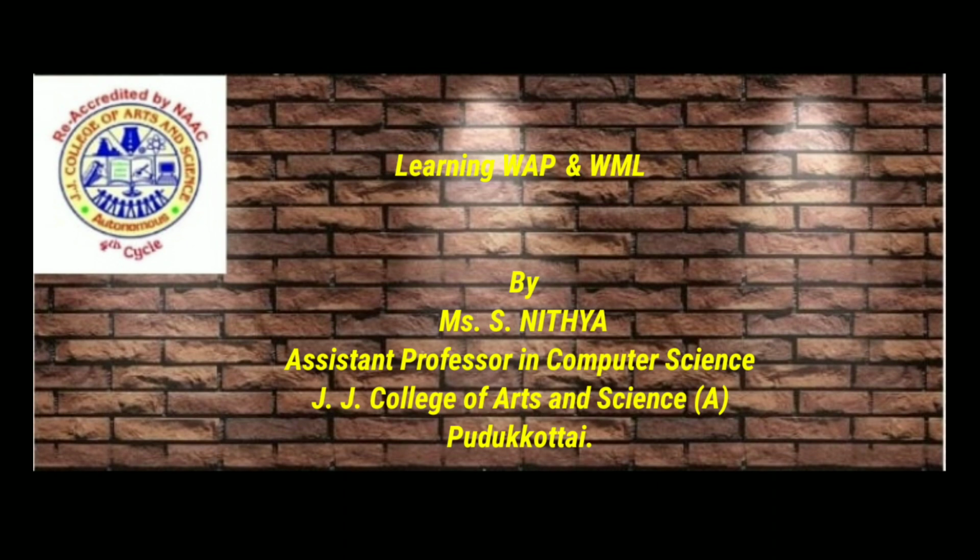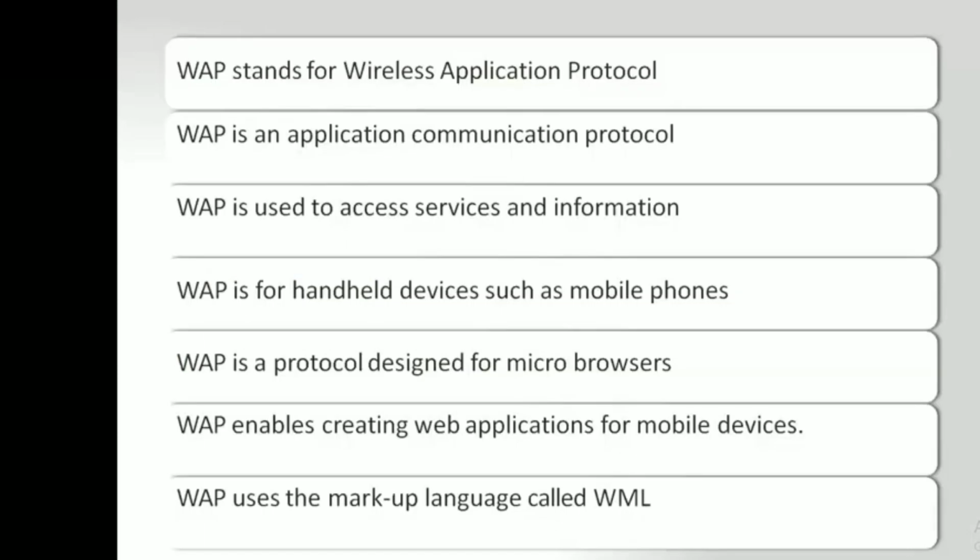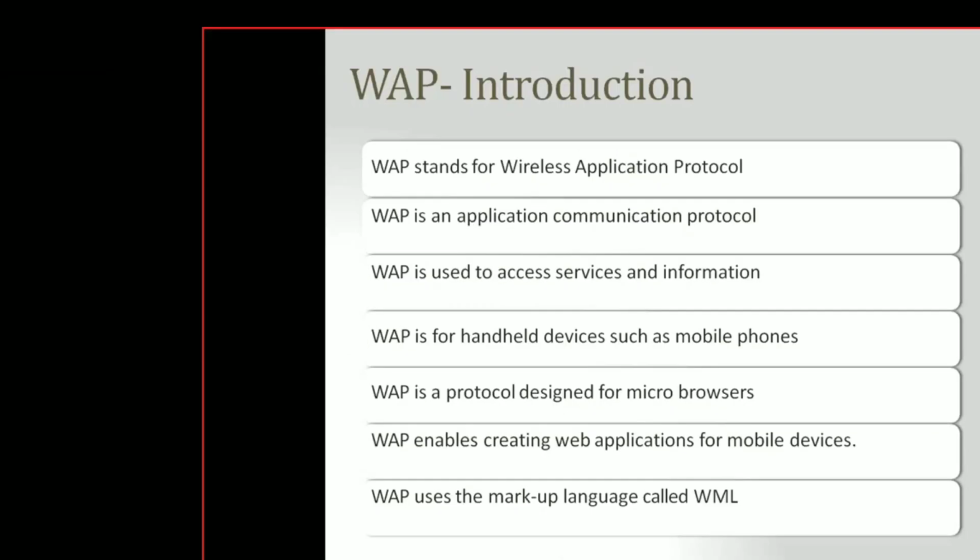Today our topic is WAP and WML concept. Okay, so what is WAP and WML? So WAP stands for Wireless Application Protocol. WAP is a communication protocol which is mainly designed to communicate data between wireless devices. It is used to access services and information.